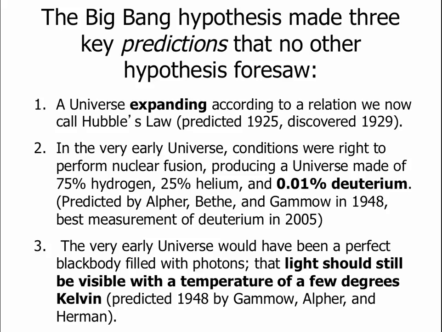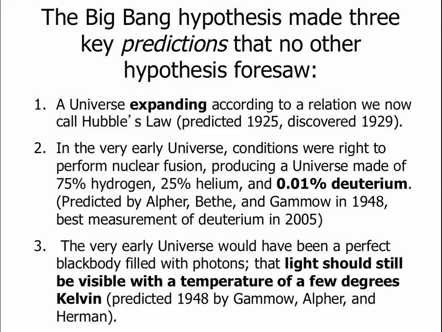Now, when people began to think in earnest about the Big Bang hypothesis, they realized that there were three key predictions. One of these is that the universe should be expanding, and that's from Lemaitre's original work, to show that the universe should be expanding, and it should expand according to a relation now called the Hubble law. And Lemaitre predicted this in 1925. Hubble published his work on the Hubble law in 1929. So the prediction came first, the discovery and confirmation came later.